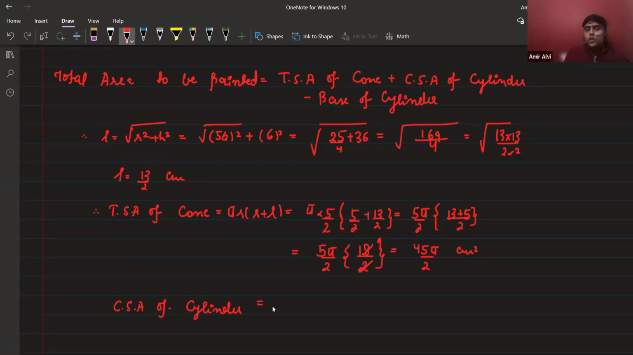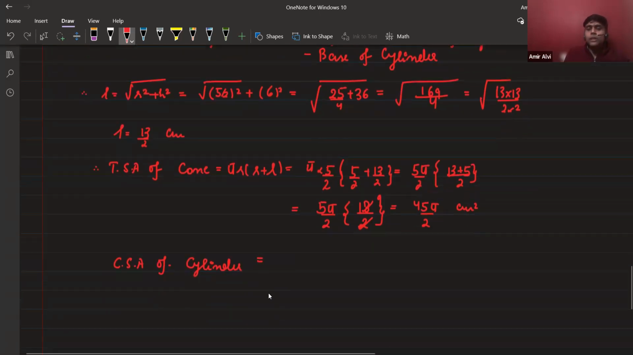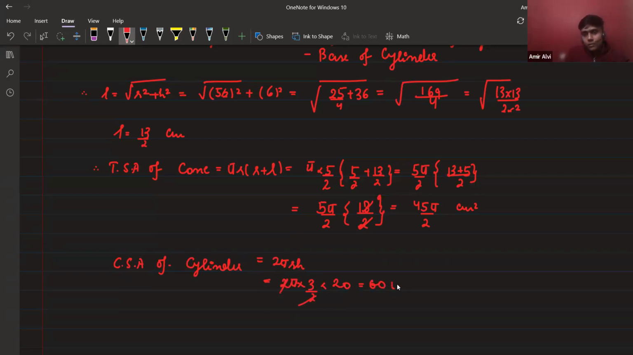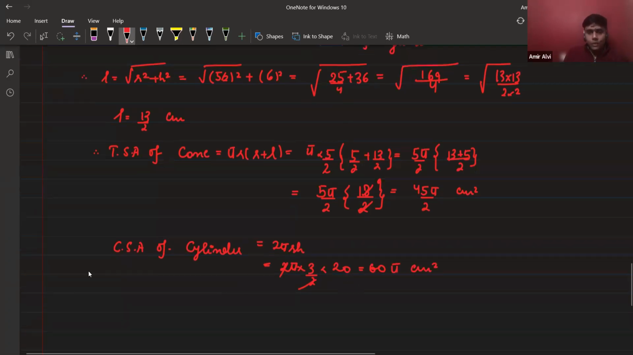So, CSA of cylinder is what? Can anybody tell me? Curved surface area of cylinder, Azmat, Kiran, Jasleen, Samina. 2 pi r h. Put the value. 2 pi will be as it is. R is 3/2, h is 20. 2 will cancel this. So 60 pi centimeter square.